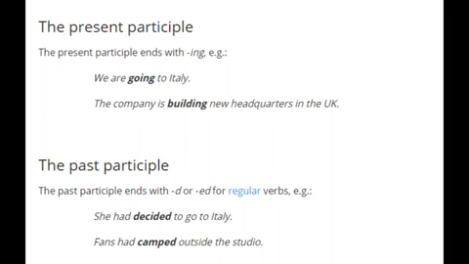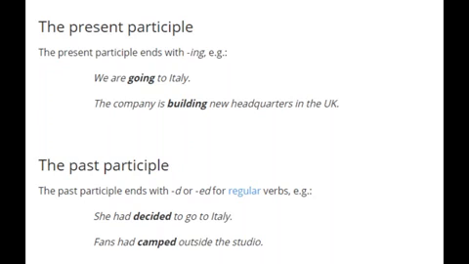And the past participle ends with d or ed for regular verbs. For example, she had decided to go to Italy. Fans had camped outside the studio. So these were the present and the past participles. The present participle is formed by adding ing, and the past participle is formed by adding d or ed.